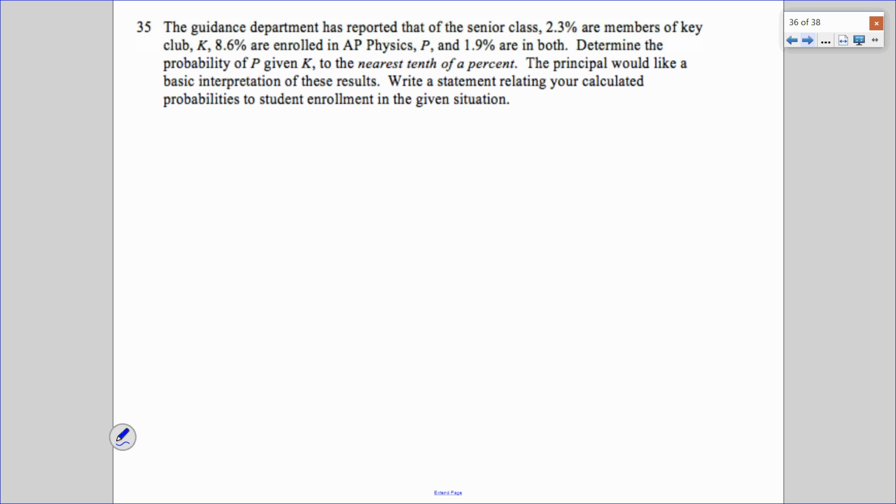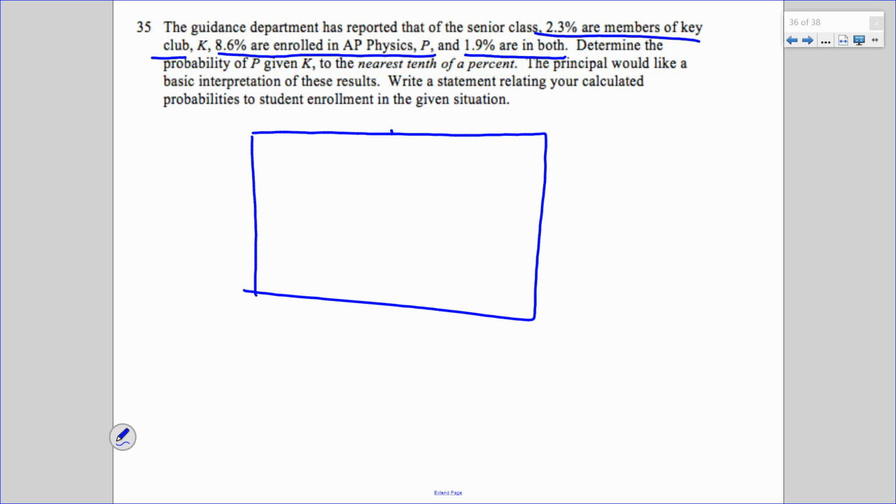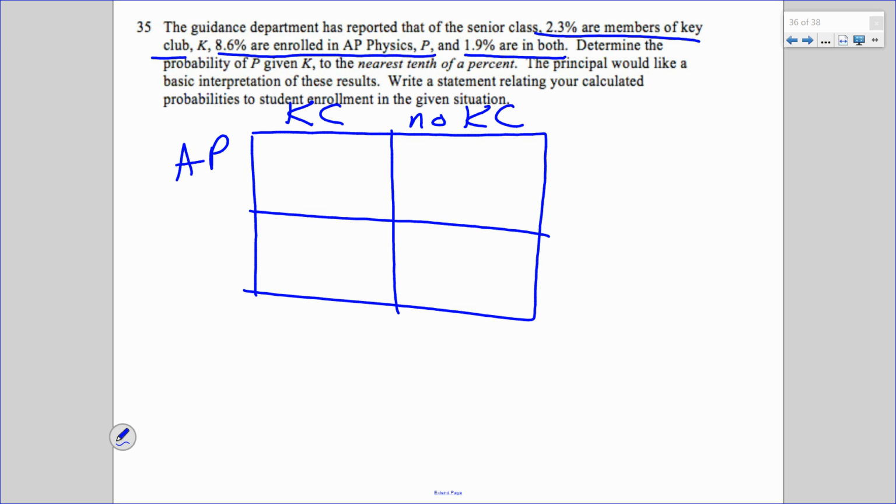The guidance department has reported that of the senior class, 2.3% are members of Key Club, 8.6% are enrolled in AP Physics, 1.9% are in both. At this point, I want to make a two-way table to deal with this data. The two things I'm looking at here are Key Club and AP Physics. So I'm going to do Key Club and no Key Club. I'm going to do AP and no AP.